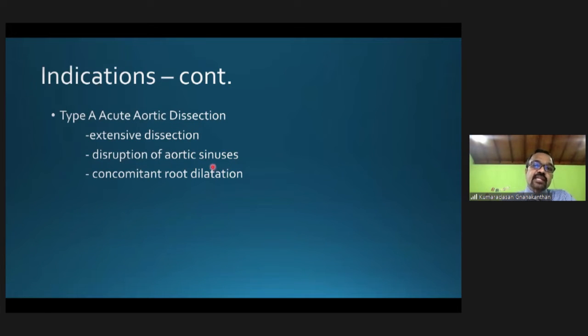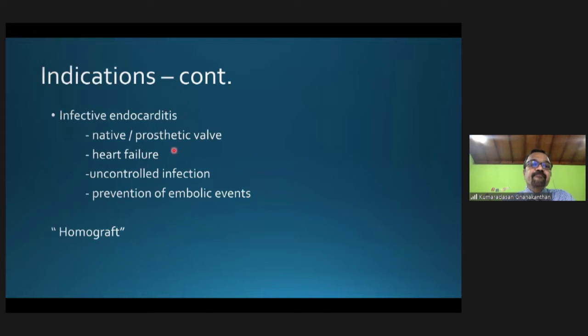But there are emergency surgical interventions. There is type A aortic dissection, where there is extensive dissection involving both coronary arteries and the aortic sinus is disrupted. In those cases, with aortic root dilatation, they need aortic root replacement. And the third emergency indication is infective endocarditis, either native or prosthetic valve endocarditis. Usually they have severe disruption with aortic root abscess and heart failure. So in those cases also they need an aortic root replacement. But in this situation of infective endocarditis, it is better to offer them a homograft.